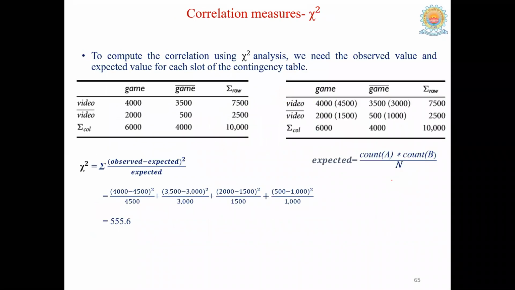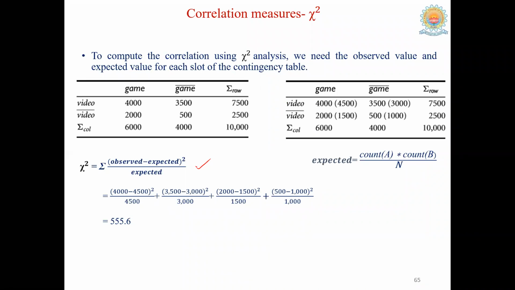Next, coming to the chi-square measure, here is the formula for the chi-square measure. So here the chi-square value tests the hypothesis which says that A and B are independent. The test is based on the degree of freedom. In our example, it is 1.